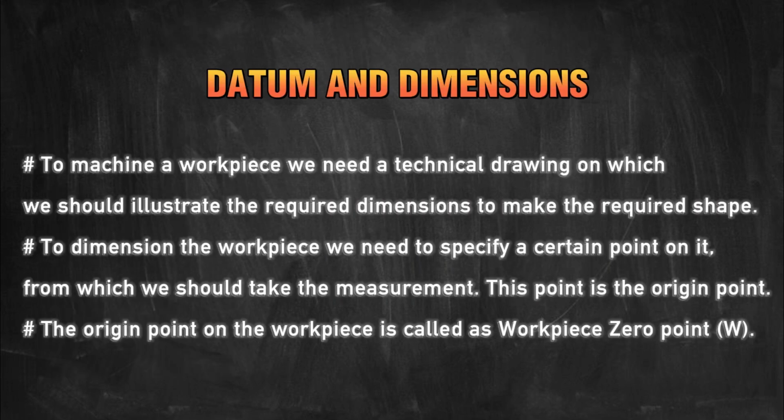Here we learn about datum and dimensions. To machine a workpiece, we need a technical drawing on which we should illustrate the required dimensions to make the required shape. To dimension the workpiece, we need to specify a certain point on it, from which we should take the measurement. This point is the origin point. The origin point on the workpiece is called the workpiece 0 point W.